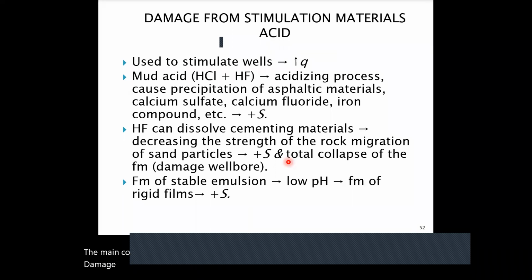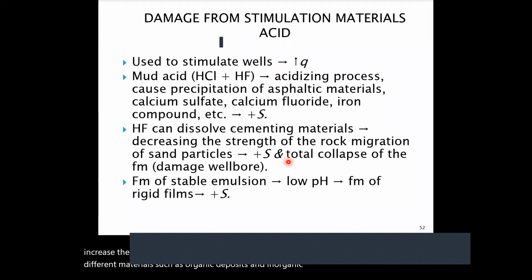What are the damages from the acid? Normally, why do we use acids? In order to increase the production. So using mud acid in the acidizing process causes precipitation of different materials, such as organic deposits and inorganic precipitation.